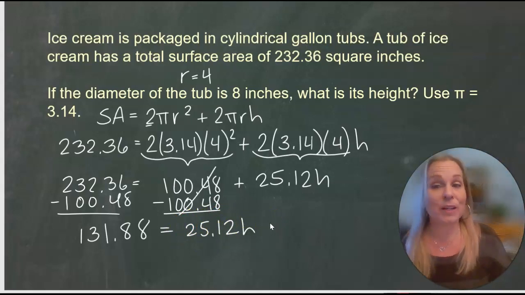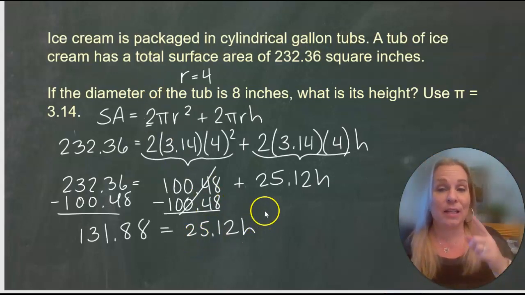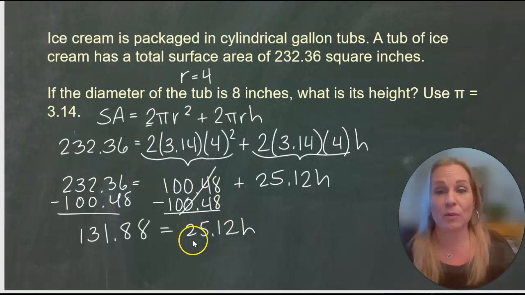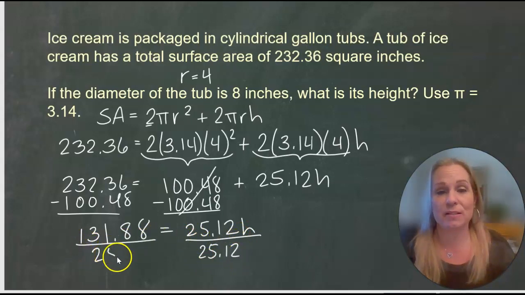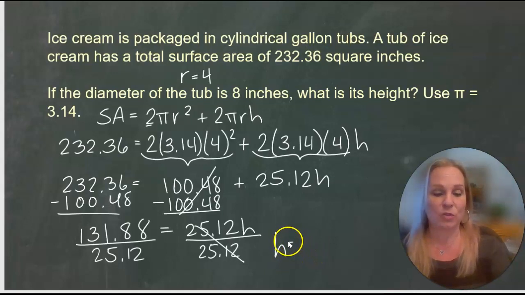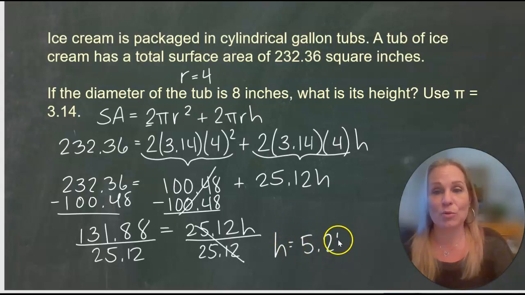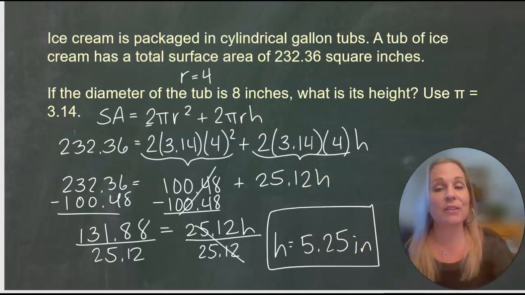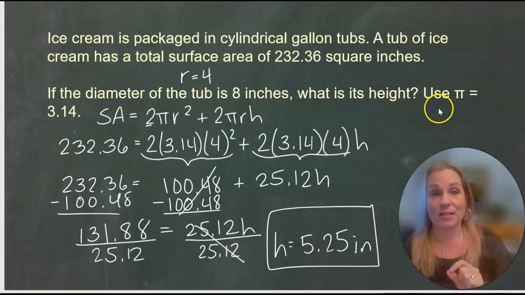Well, we know how to undo multiplication, right? To undo multiplication, we divide. The h is being multiplied by 25.12, so we divide by 25.12, and we do it on both sides. So here it cancels. I'm going to write my answer over here. 131.88 divided by 25.12 gives me 5.25, and that is inches, not square inches, right? Because this is not area. I was asked to find the height, which is just inches.